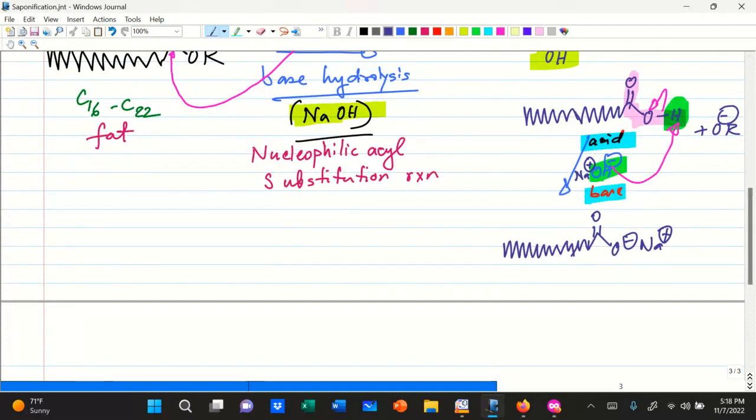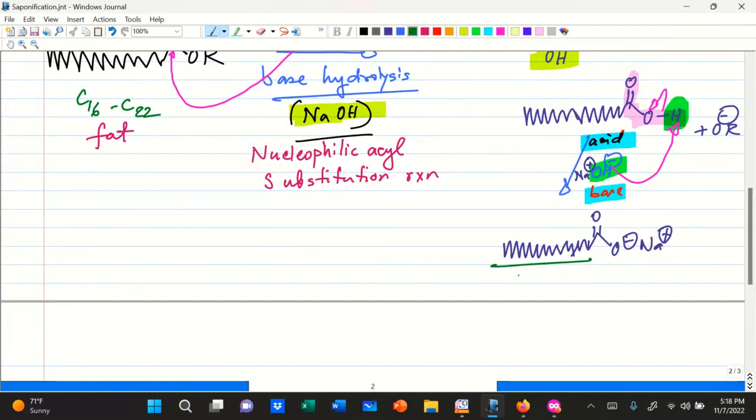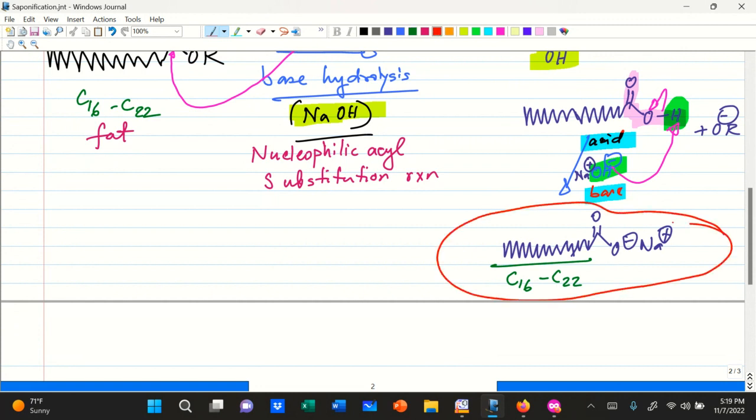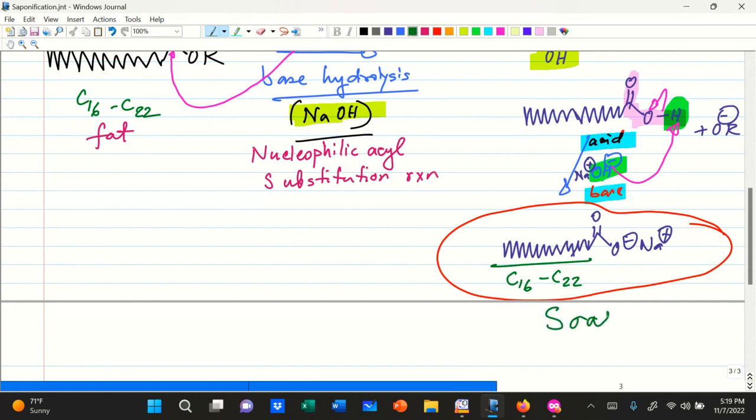Only thing is, when this carbon chain is so large, between C16 and C22, then this molecule is a soap molecule. Okay? Then it is a soap.